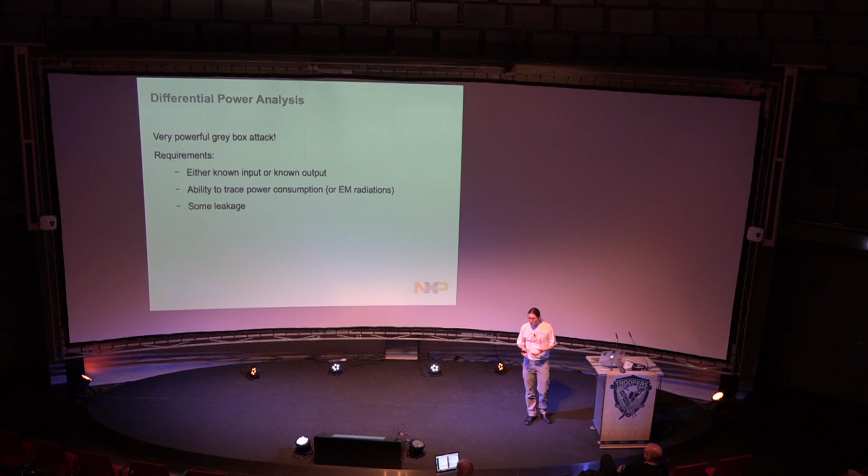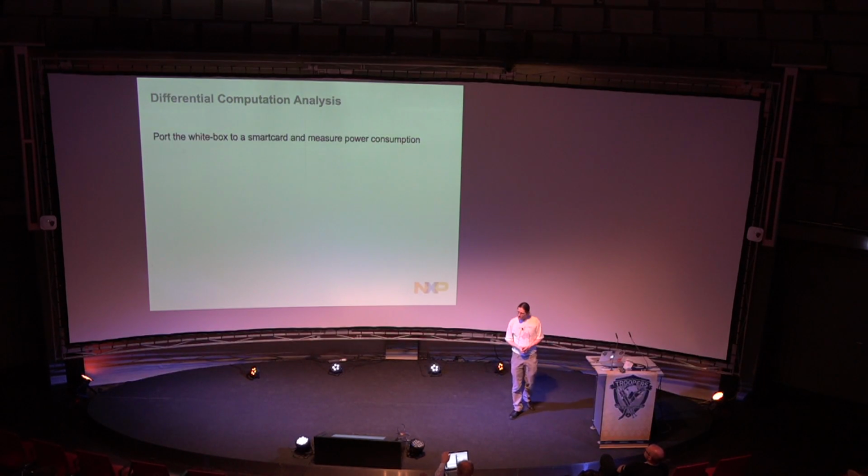You have to have a means to observe the power consumption or some other side channel like the electromagnetic emanation from the chip. And of course, there must be some correlation, what we call some leakage, between what you observe and what is really done in the cipher, in the block cipher. So the differential computation analysis, what do we do? Well, we can port the white box to a smart card and attack the smart card with these hardware tools.